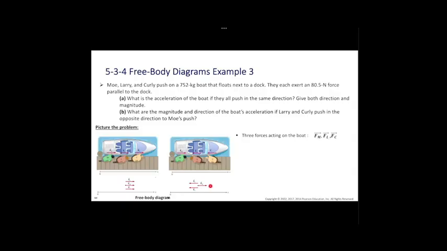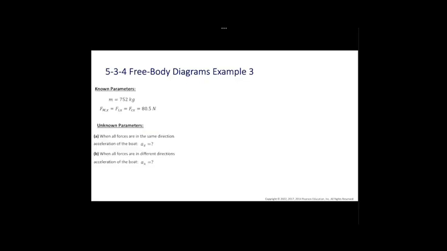If you get a negative value, then the acceleration is negative. That means it should move in the negative x direction. So let's do the calculation now. These are the known parameters. We know the mass, which is 752 kilograms, and the force of each person, which is equal. And we are asked to find the acceleration in each case.